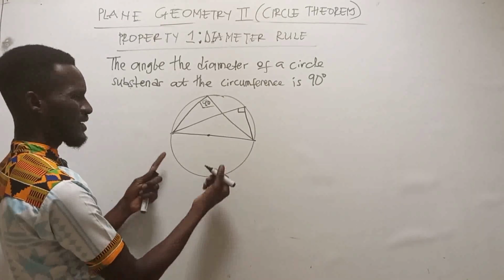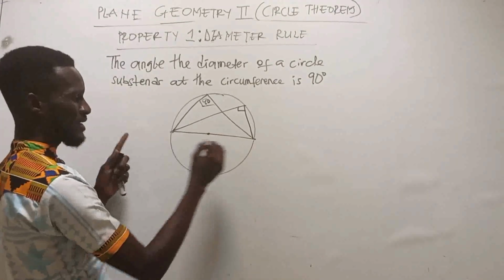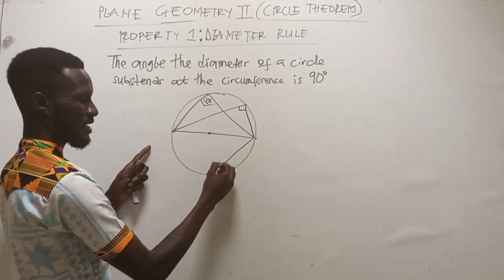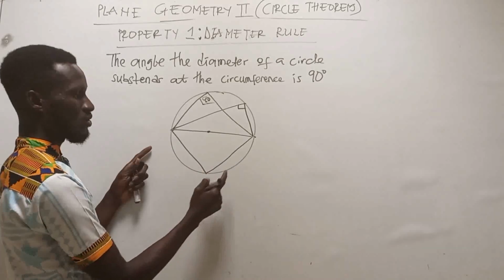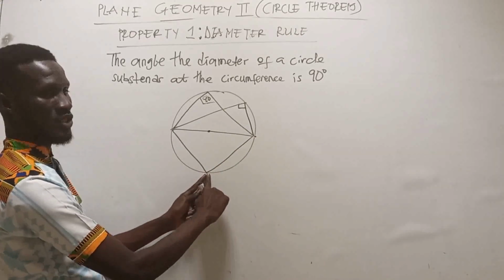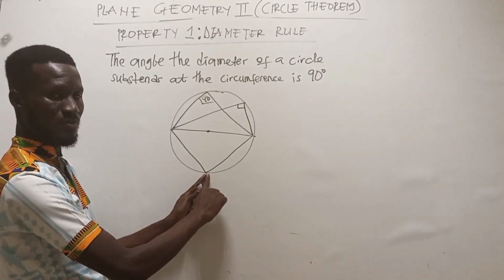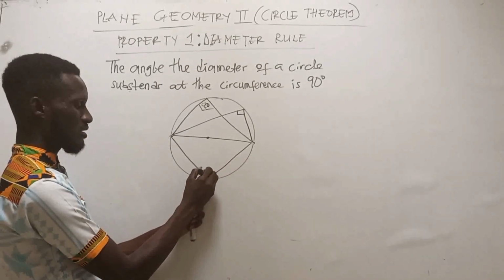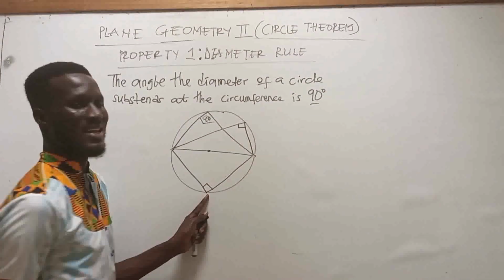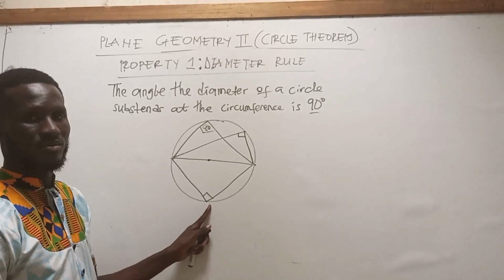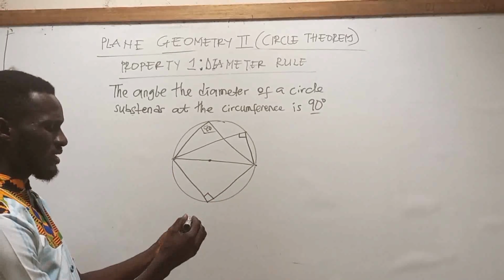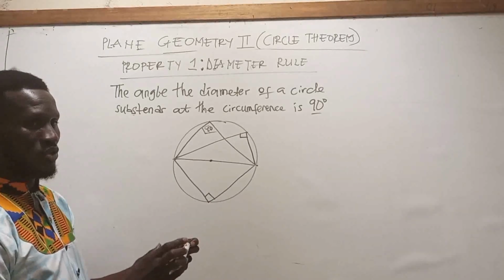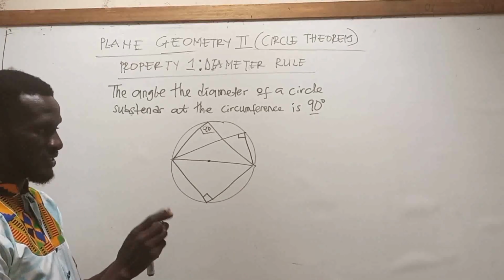Now, the diameter can also form the angle here. This one can move to this side, and this one can meet it here. So this diameter is also forming an angle at the circumference of a circle here. This particular angle is 90 degrees. So that is all about the property. The diameter should form an angle at the circumference of a circle.